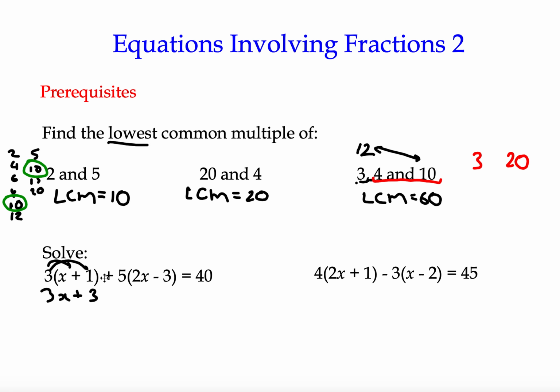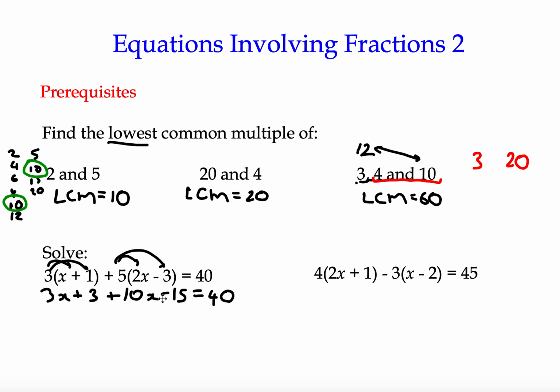Second multiplication, plus 5 lots of 2x minus 3. So we're going to multiply 5 by 2x, and remember that's positive 5 times positive 2x is going to give me a plus 10x. And remember to keep multiplying. Positive 5 times negative 3 is negative 15. Positive times negative, watch these signs. The right hand side is 40.